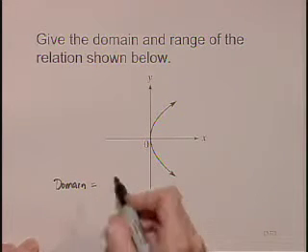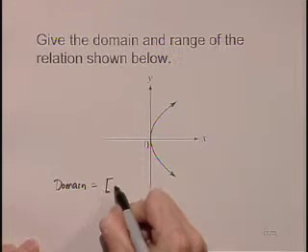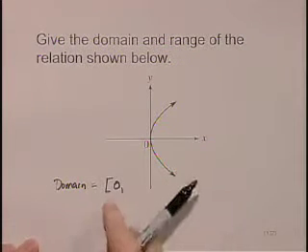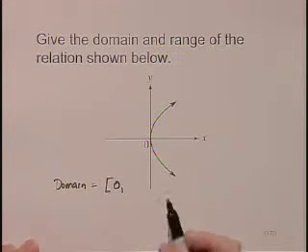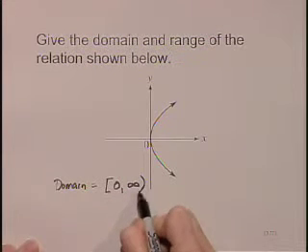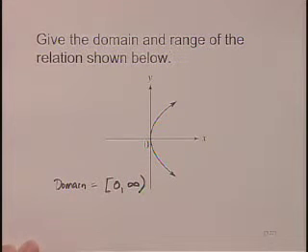So our domain has a bracket on 0 because 0 is included, and it goes in the direction of positive infinity.